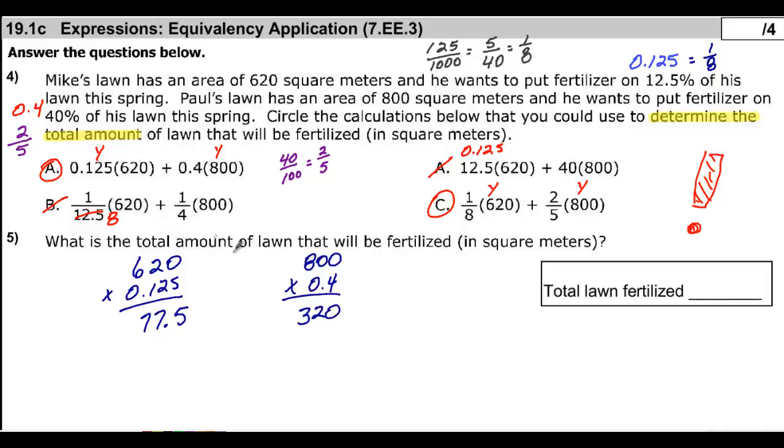And this is a total problem, how much total, so I'm going to add those together, which gets me an answer of 397.5 square meters. 397.5 square meters.